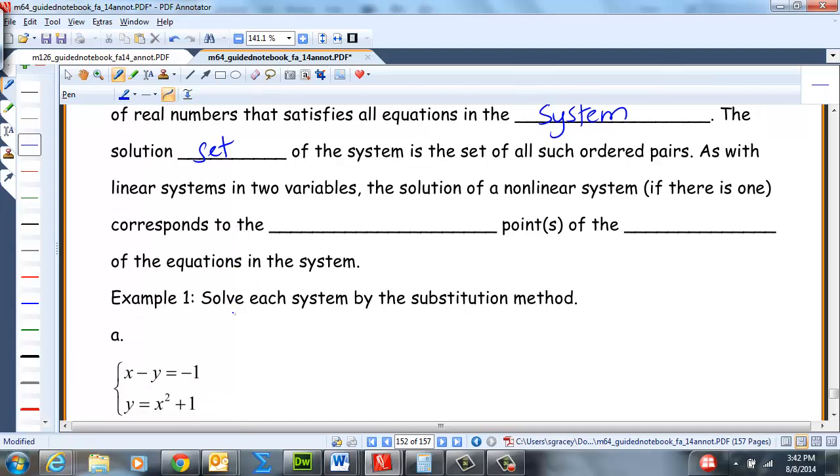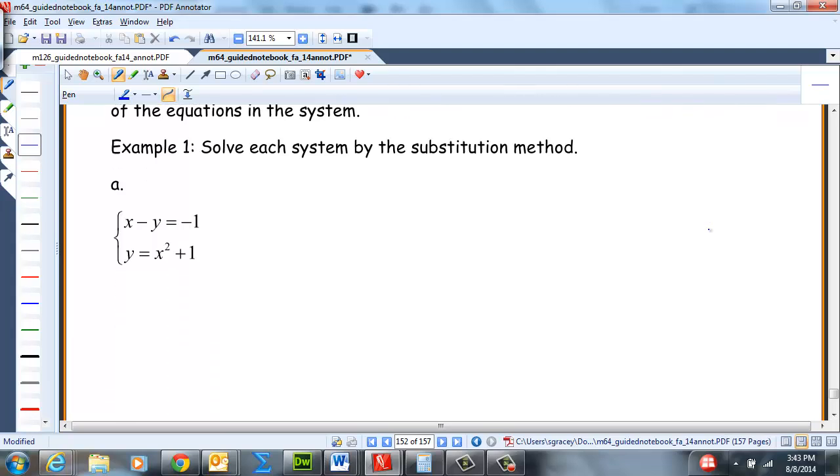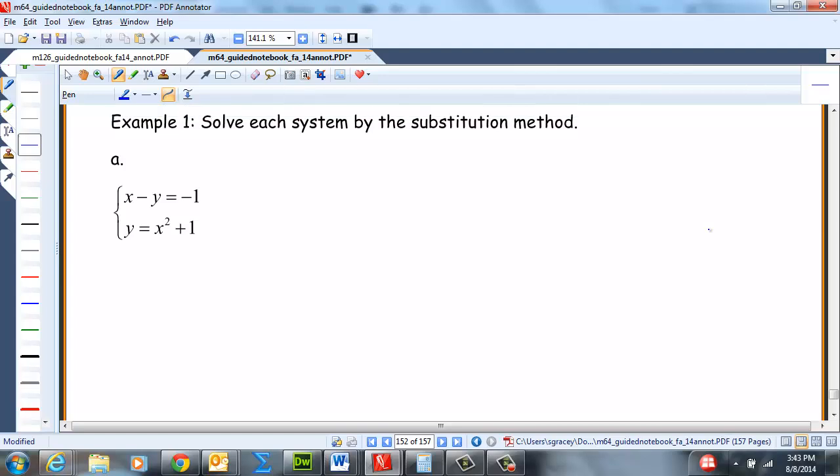As with linear systems, the solution of a nonlinear system, if there is one, corresponds to the intersection of the graphs of the equations in the system, and there might be more than one intersection point. So you could have multiple solutions. Okay, so we are being asked to solve this system by the substitution method.